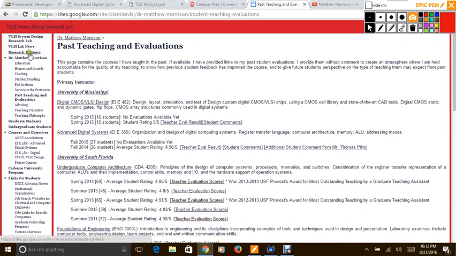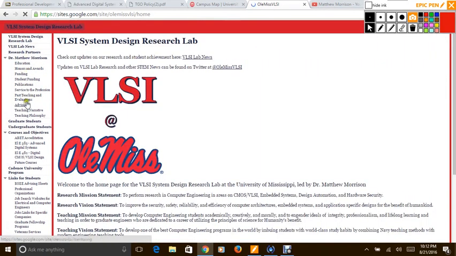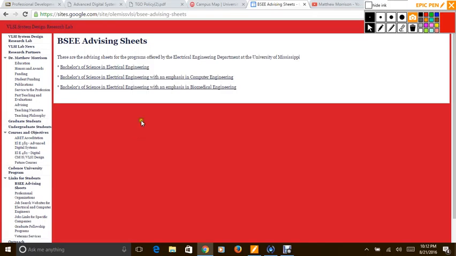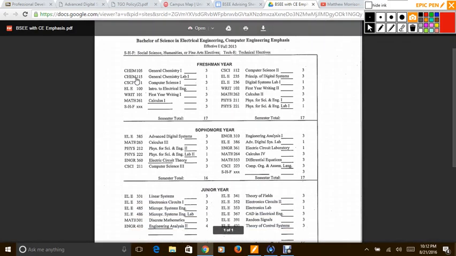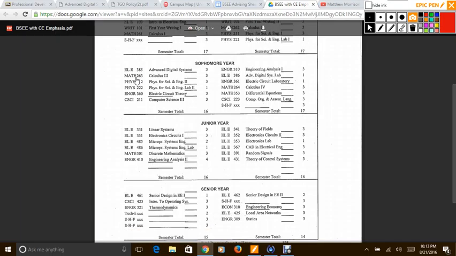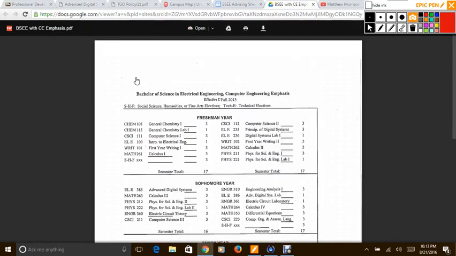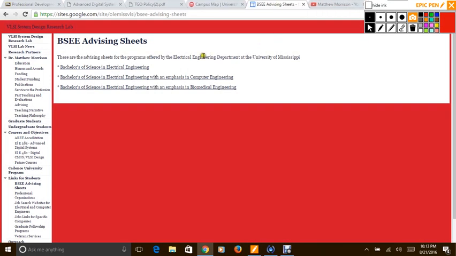But the key thing that you're going to want to know here, also I have ABET accreditation, Cadence University program advising sheets, if for some reason you do the computer engineering emphasis. So if you need to know what classes you need to take, that information is available right here. You don't need to go anywhere else to find it.